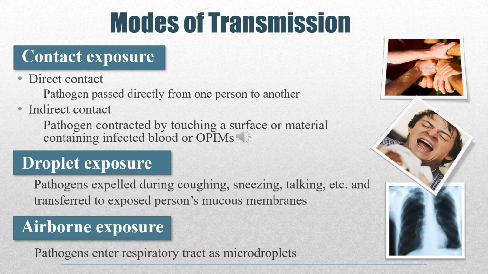Droplet exposure. This type of exposure occurs when droplets of blood or other potential infectious material containing infectious pathogens are expelled during coughing, sneezing, or talking, and transferred to that person through mucous membranes. This typically takes place from a distance of up to 6 feet. Airborne exposure is similar to droplet exposure, but airborne exposures take place when an infected person expels blood or other infectious material when sneezing, coughing, etc., and the pathogen enters the body through microdroplets in the respiratory tract.